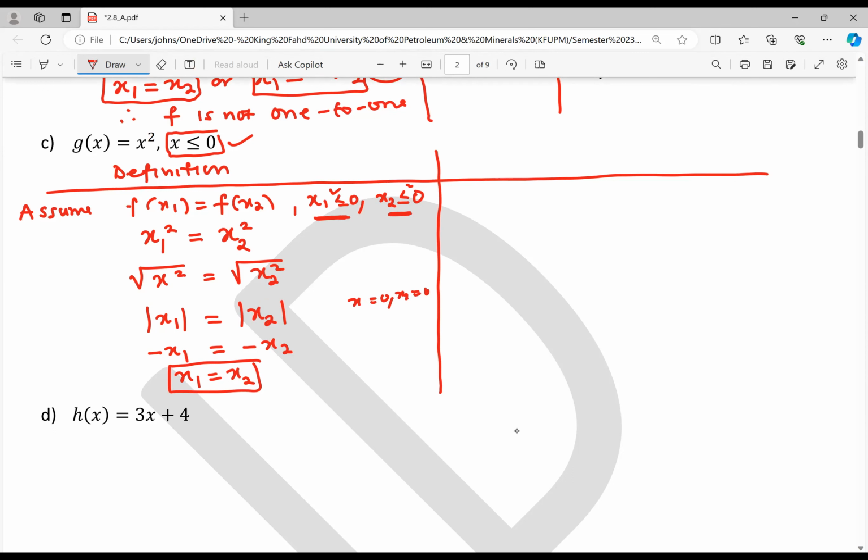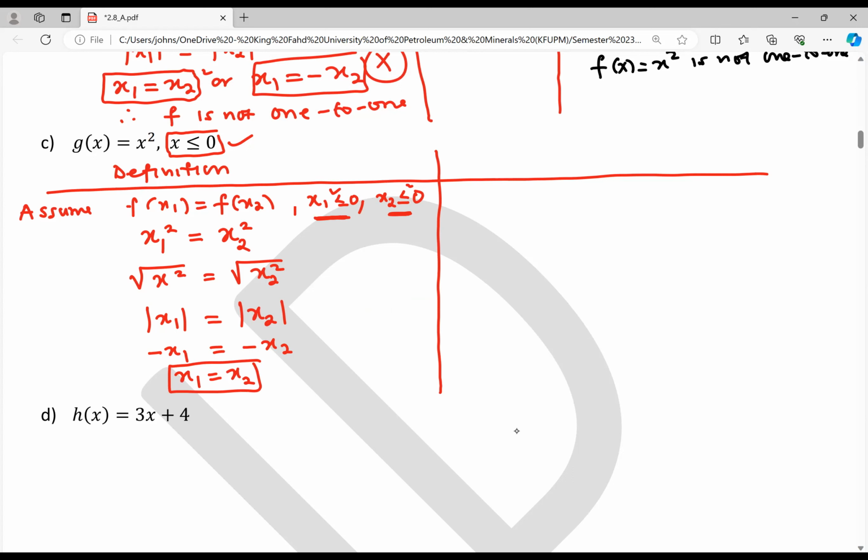But the other case is when it is less than, when it is negative. If x1 is negative, it means this is negative. x2 is negative, also it means this is negative. So to remove the absolute value from x1, it's going to be minus x1. To remove the absolute value from x2 is going to be minus x2. So minus will go with minus, and then we have x1 equals x2. So we can conclude that f is 1-to-1.